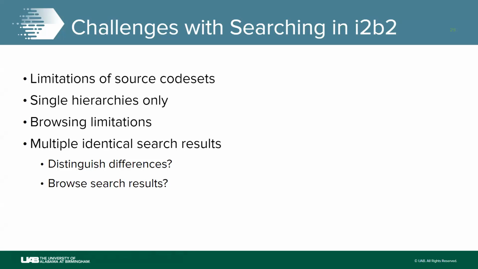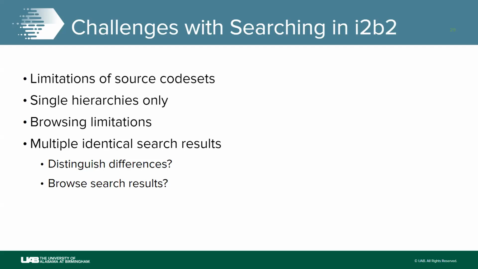So I'm going to talk about a specific use case, and that is finding patient cohorts from patient data. There are a lot of challenges currently, and using I2B2 as an example, it's made up of different terms and concepts from different code sets. Those code sets have their own limitations. A lot of them are administrative. They have only single hierarchies, which causes browsing limitations. You can't always find what you're looking for.